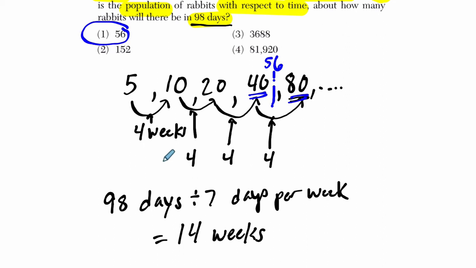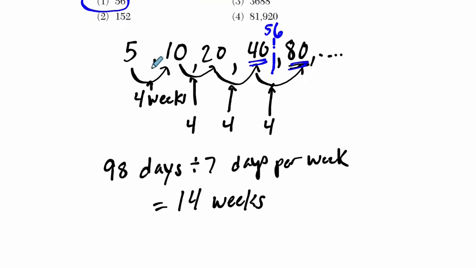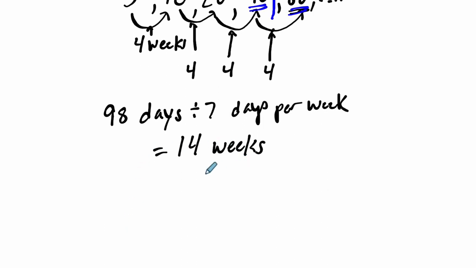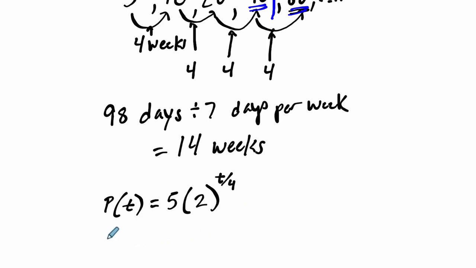Now let's use the intuition of an equation. Right? This is more the intuition of a list, I should say. Let's stick with our weeks here. P of T is in weeks, and we're starting off with 5 rabbits, and we're multiplying by 2. How many times are we multiplying by 2? Well, it's the number of weeks we're given divided by 4. That's because every 4 weeks, our population doubles.